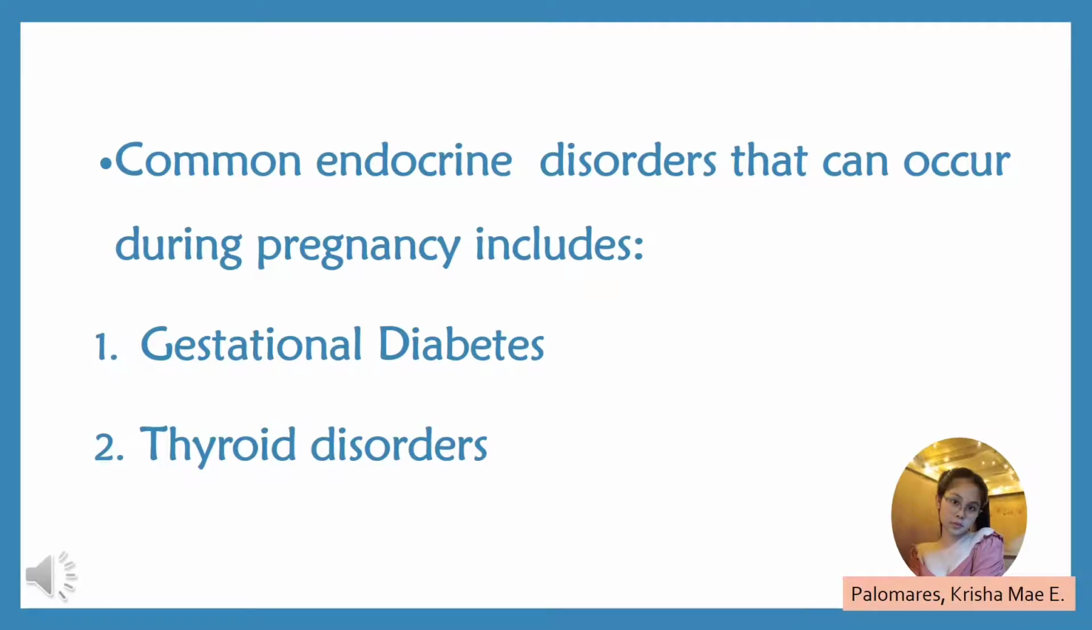Here is the list of the common endocrine disorders that can occur in pregnancy. One is gestational diabetes, where pregnancy causes your body to produce high levels of various hormones. And the last is thyroid disease during pregnancy, where thyroid disease is the second most common endocrine condition in women of childbearing age after diabetes.